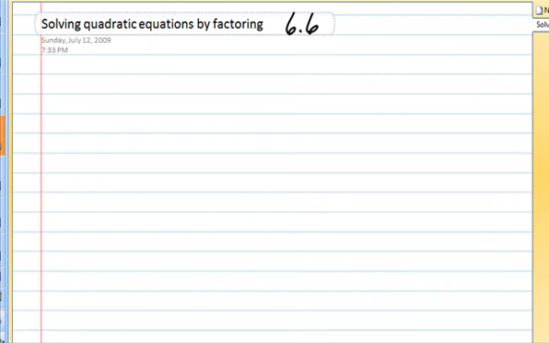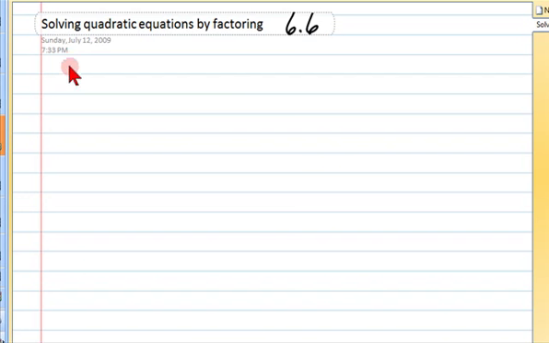Section 6.6 is the first time that we're going to use factoring as a tool to accomplish something. We're going to solve quadratic equations by factoring. Unfortunately, I've not defined what a quadratic equation is yet. So you know you're going to use it to do something, but we need to talk about what in the world it is we're working on.